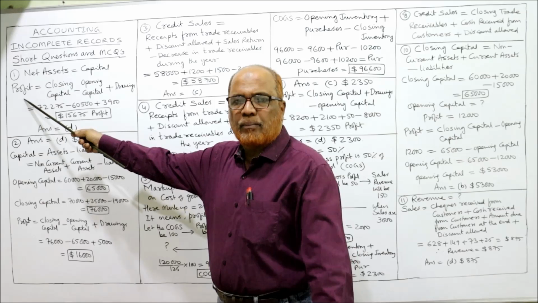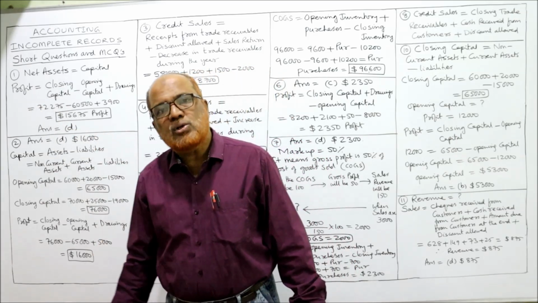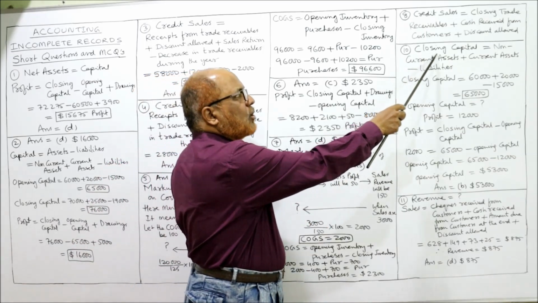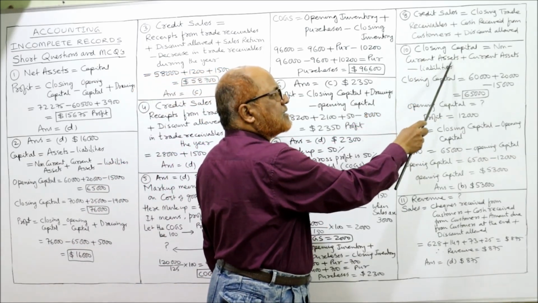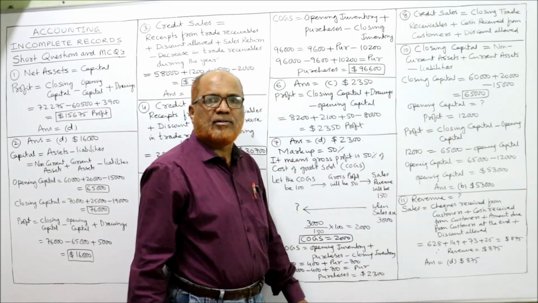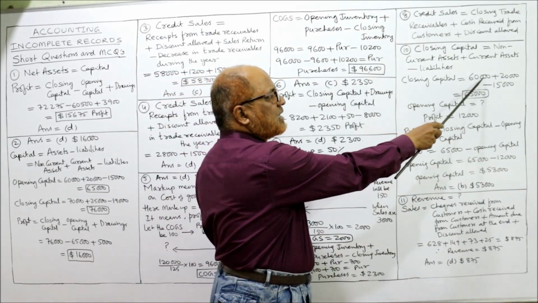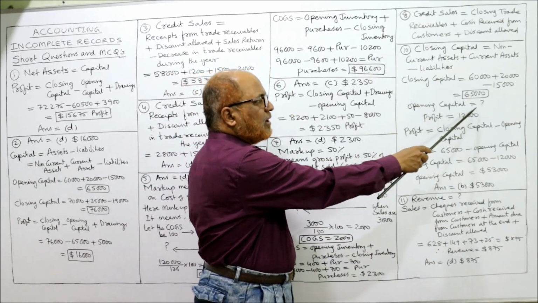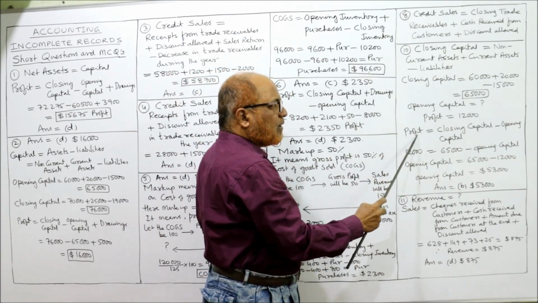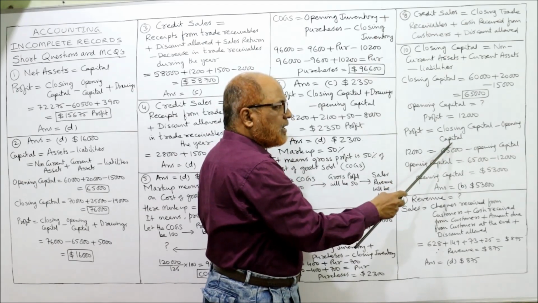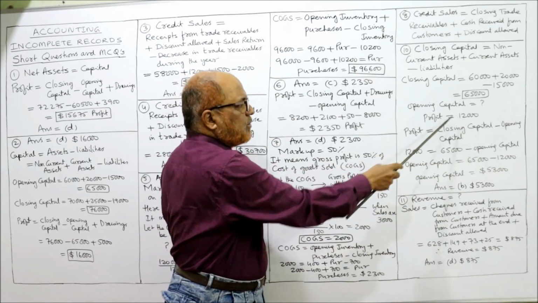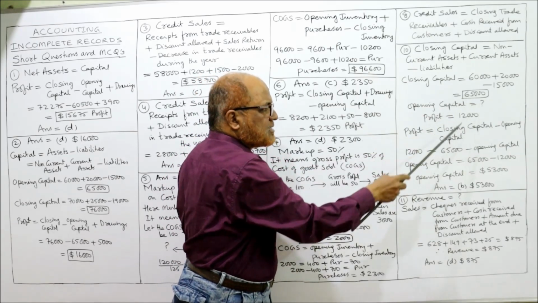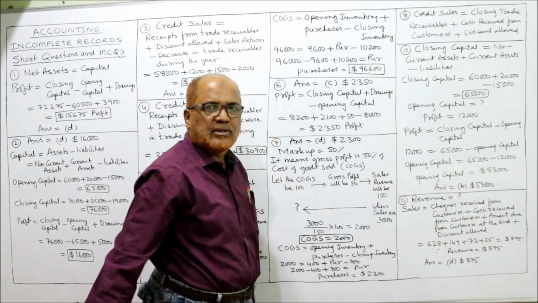Profit is given in the problem. And closing capital also given because assets minus liabilities. So you can see here, closing capital is equal to non-current assets plus current assets minus liabilities. So closing capital 60,000 plus 20 minus 15, 65,000 is the closing capital. Opening capital we have to find out. Profit is 12,000. So profit is equal to closing capital minus opening capital. In place of profit 12,000, closing capital just now we have calculated 65,000 minus opening capital.